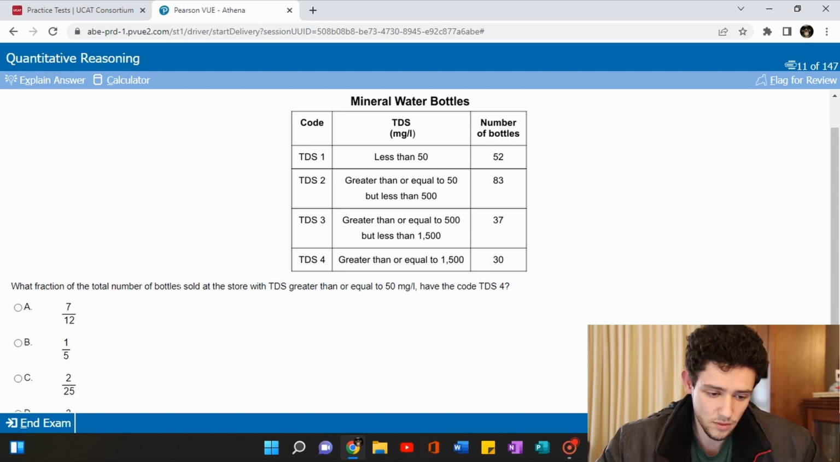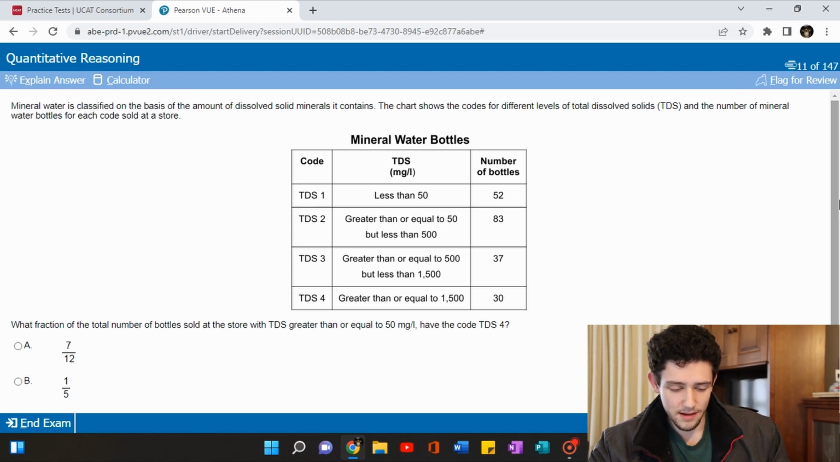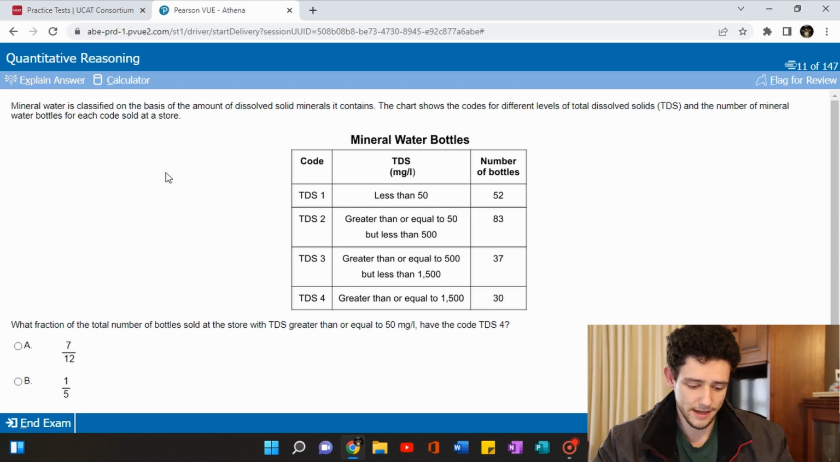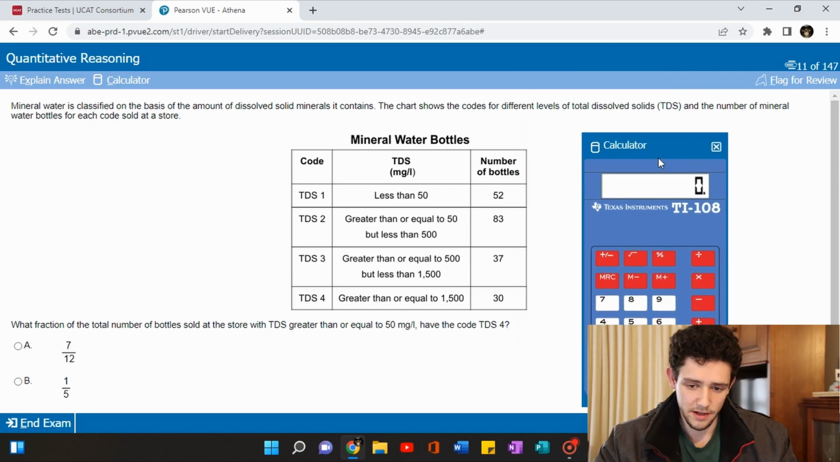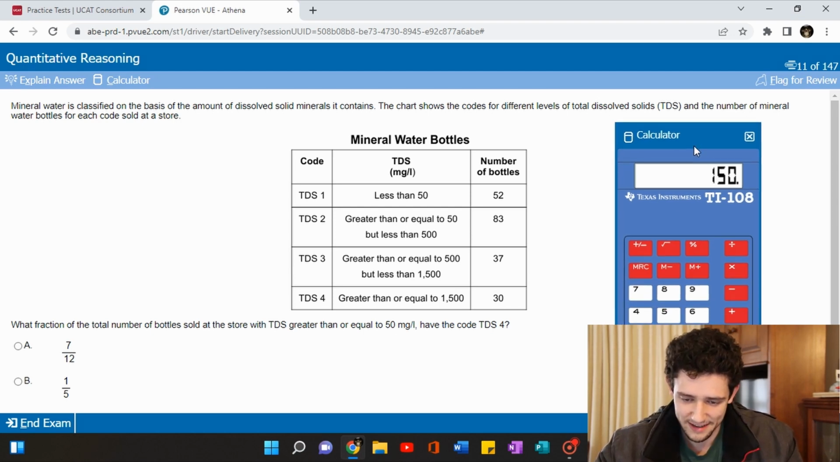What fraction of the total number of bottles sold at the store with a TDS greater than or equal to 50 milligrams a litre had the code of TDS 4? This has multiple parts, but it's still quite easy. Greater than 50 milligrams, so we add up this one and this one. We'll get the calculator out again, so Alt C, bring it over here. So we've got 83 plus 37 plus 30. You could do this in your head, but I just like using the calculator.